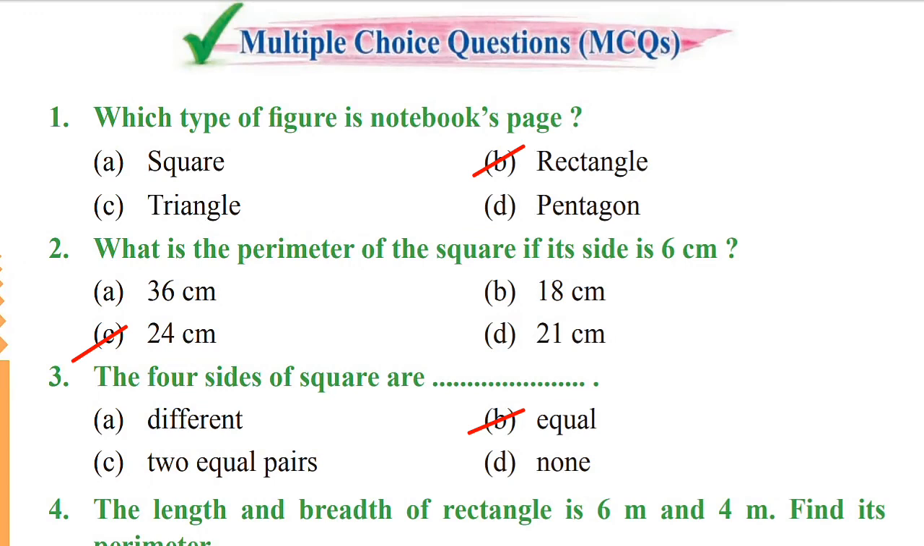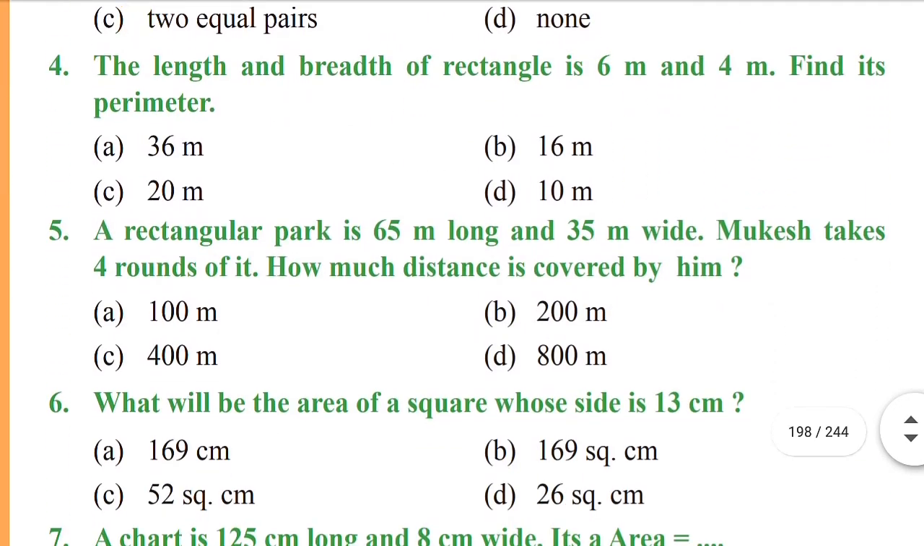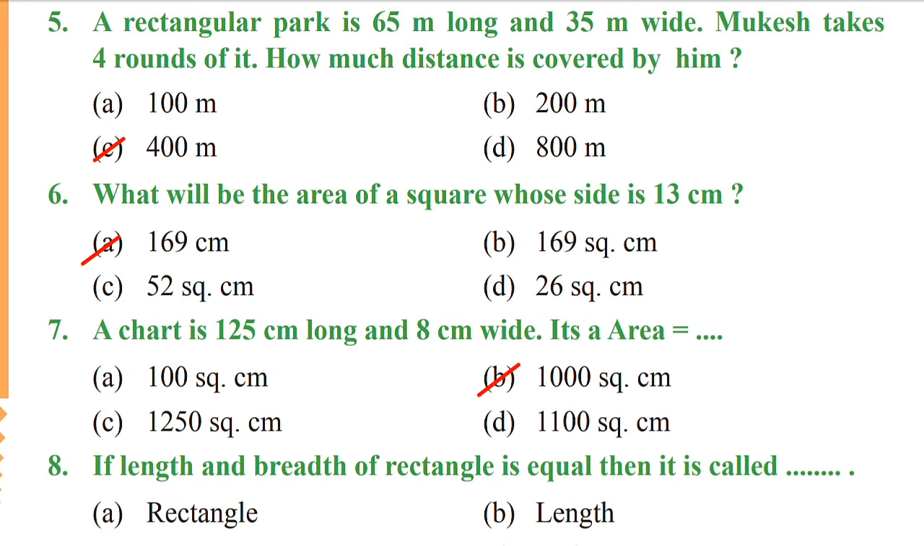Now the MCQs of this lesson. Which type of figure is notebook space? So option B, rectangle. Second, what is the perimeter of square if its side is 6 cm? So option C, 24 cm. Third, the four sides of square are, so option B, equal. Fourth, length and breadth are given 6 meter and 4 meter respectively. So here perimeter is option C, 20 meter. Rectangular park, length is 65 and breadth is 35 meter. So here to find distance covered in 4 rounds, so option C, 400 meter.